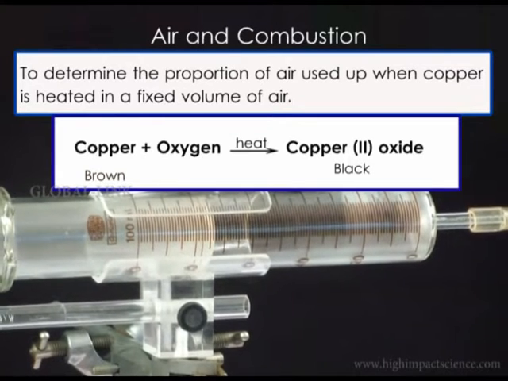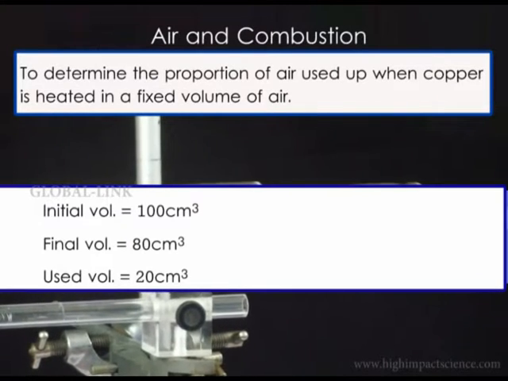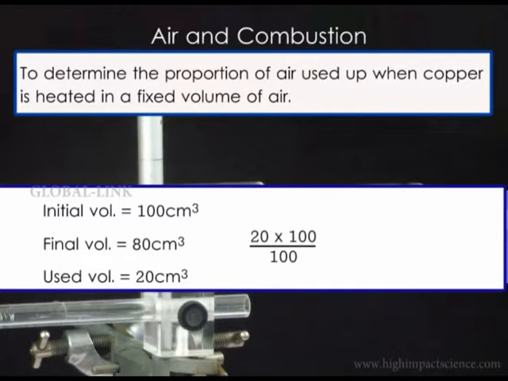The original volume of air was 100 cubic centimeters. The final volume is 80 cubic centimeters. So the volume of air that has been used is 100 minus 80, which is 20 cubic centimeters. We calculate this percentage. 20 over 100 times 100 gives us 20%, which is a good approximation.